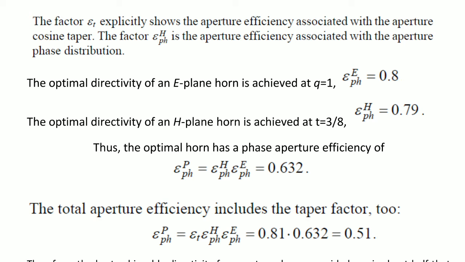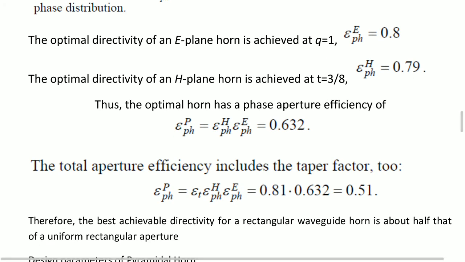So the total aperture efficiency includes the taper factor. Now again it is multiplied by epsilon t, which is nothing but the tapering factor. So the total aperture efficiency is given by the product of epsilon t, that is the tapering factor, epsilon ph regarding the H plane horn, and epsilon ph of the E plane horn, which is given by 0.51. So this is the total aperture efficiency, which can be calculated using these three values.